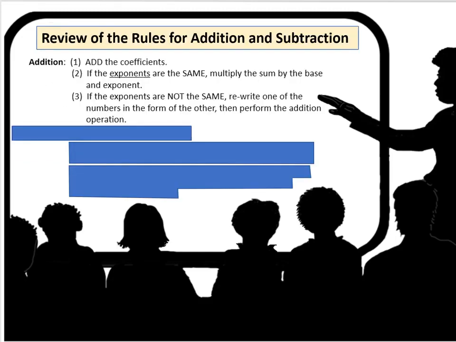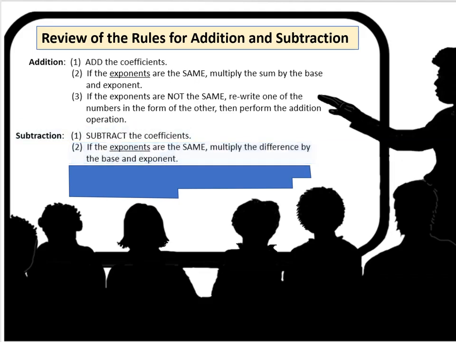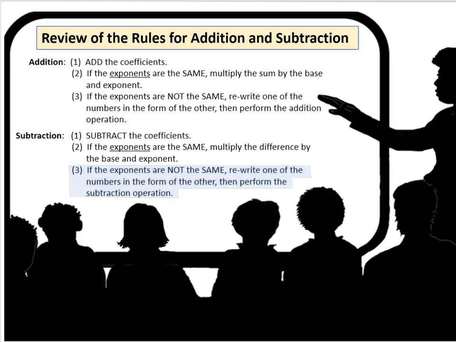Okay, let's review the rules for addition and subtraction. In addition, we add the coefficients. If the exponents are the same, we multiply the sum by the base and exponent. If the exponents are not the same, we rewrite one of the numbers in the form of the other and then perform the addition operation. Subtraction, subtract those coefficients. If the exponents are the same, multiply the difference by the base and its exponent. If the exponents are not the same, rewrite one of the numbers in the form of the other and then perform the subtraction operation.